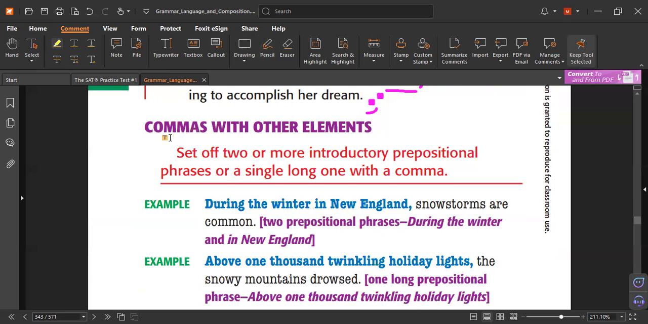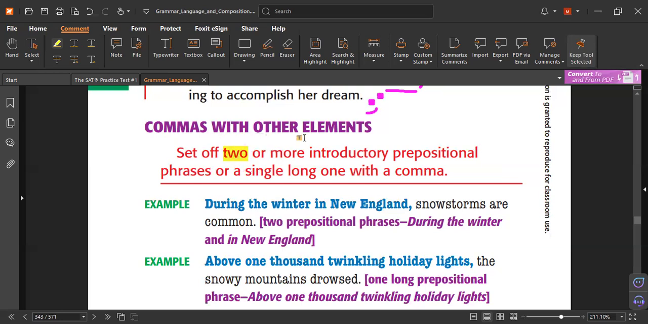Commas with other elements. It means commas necessary in other places. If you want to use one phrase or two phrases or three, you have a rule.